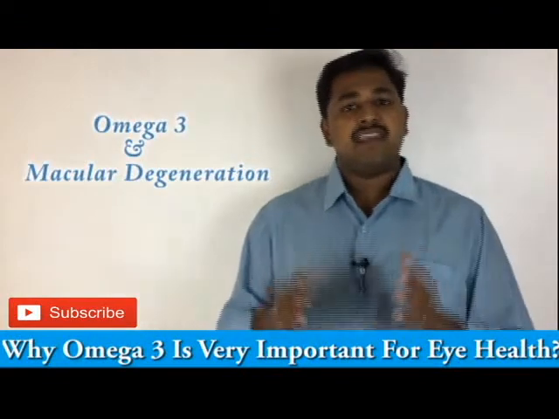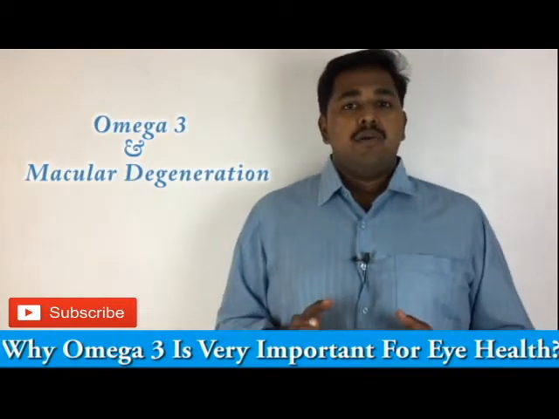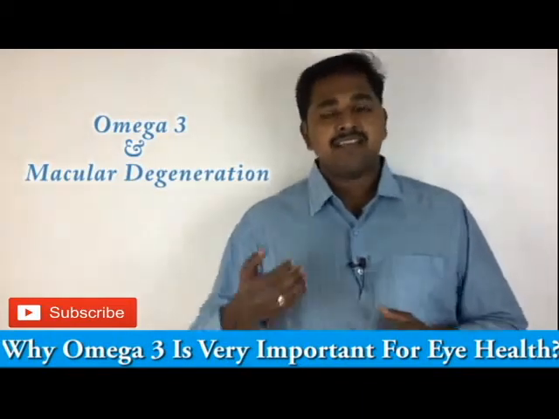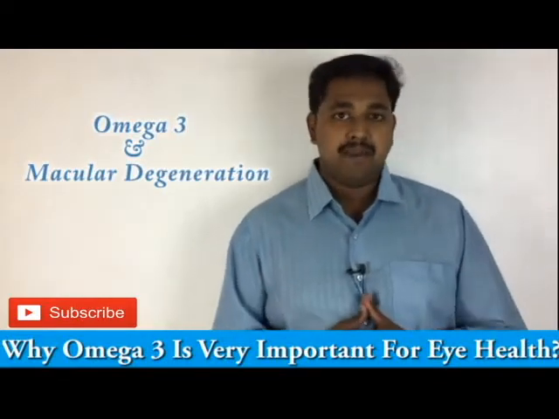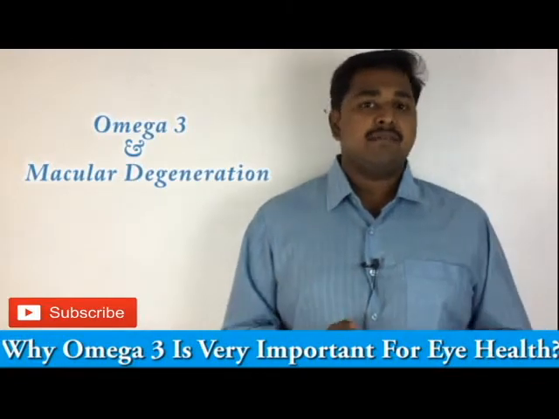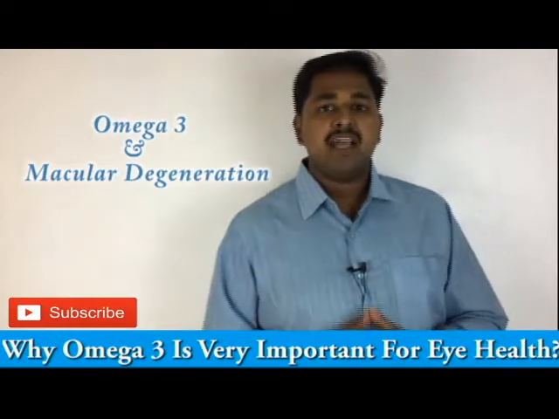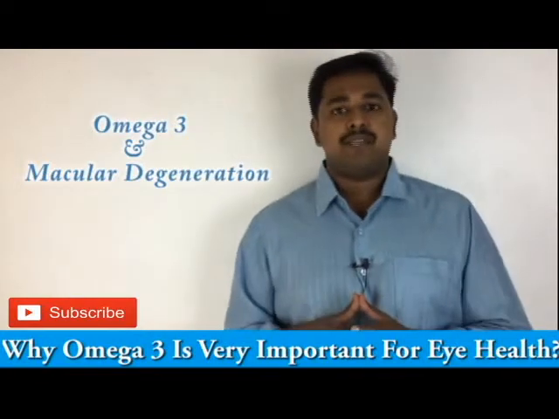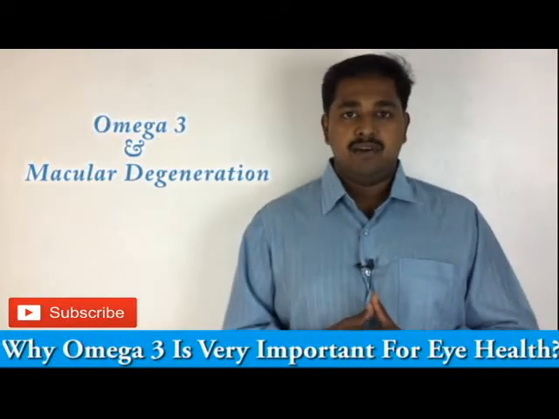Macular degeneration, or age-related macular degeneration, is one of the most common eye diseases. In the last two chapters we discussed how this macular degeneration happens. The major portion of the macula and retina is made up of lipid, and especially for the regeneration of photoreceptors, omega-3 fatty acids are playing a very important role.